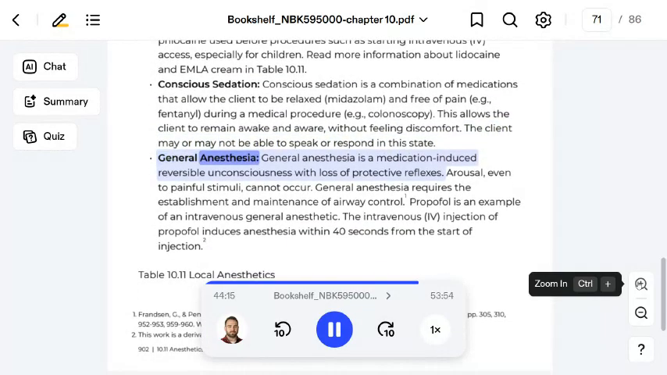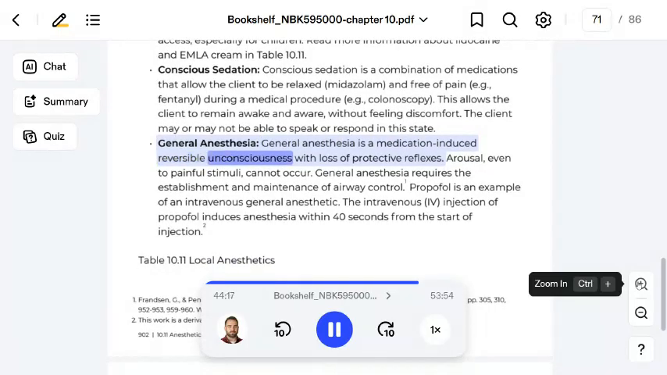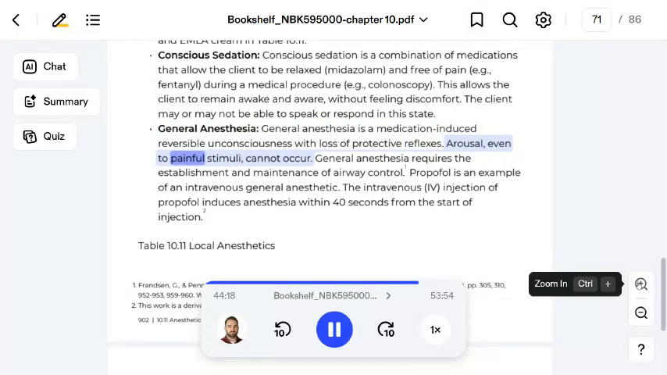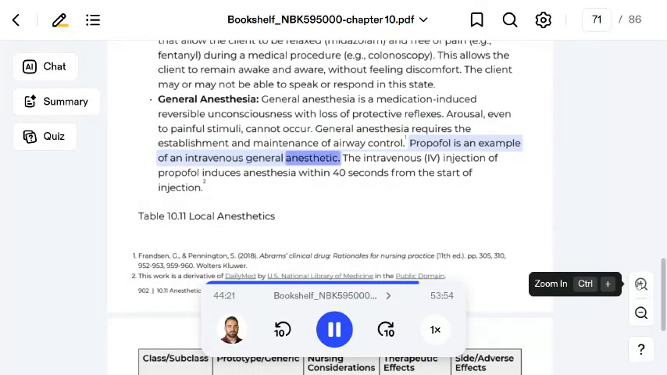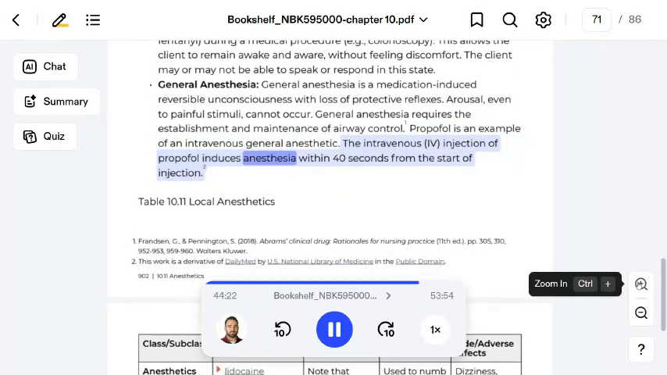General anesthesia. General anesthesia is a medication-induced reversible unconsciousness with loss of protective reflexes. Arousal, even to painful stimuli, cannot occur. General anesthesia requires the establishment and maintenance of airway control. Propofol is an example of an intravenous general anesthetic. The intravenous injection of propofol induces anesthesia within 40 seconds from the start of injection.